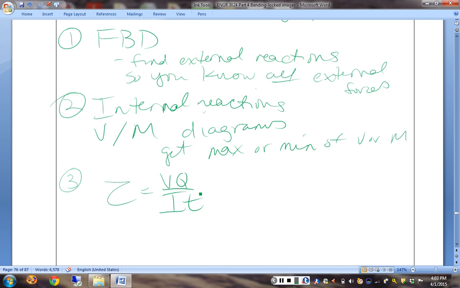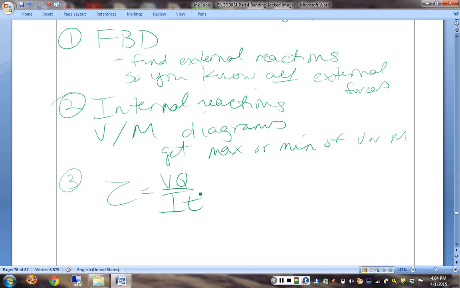And why isn't TC over J the right answer, Brogdon? TC over J is a twisting load, and we're talking about bending load. So that's right if you've got a drive shaft, but it's not right if we've got bending loading. All right, so we can do VQ over IT.